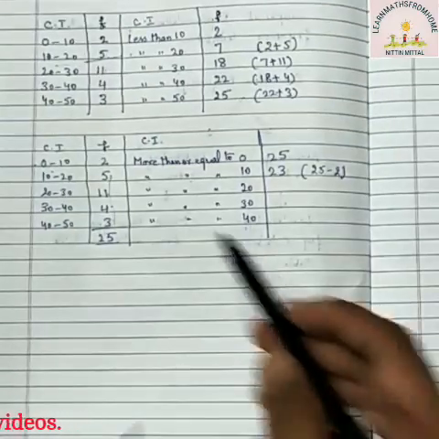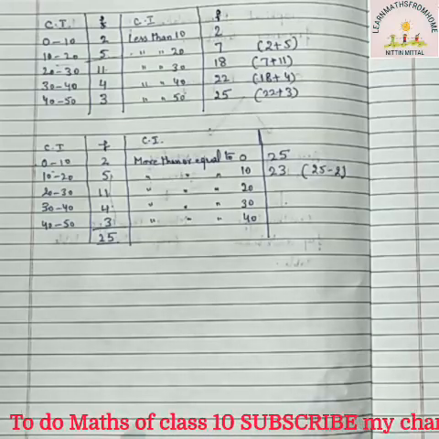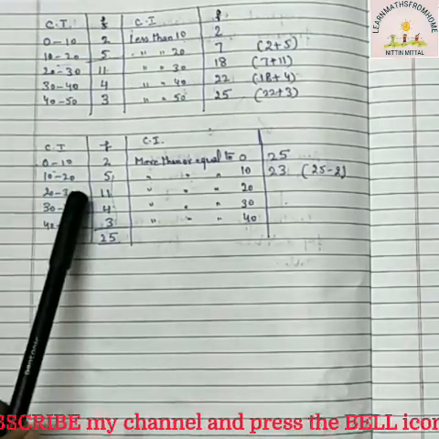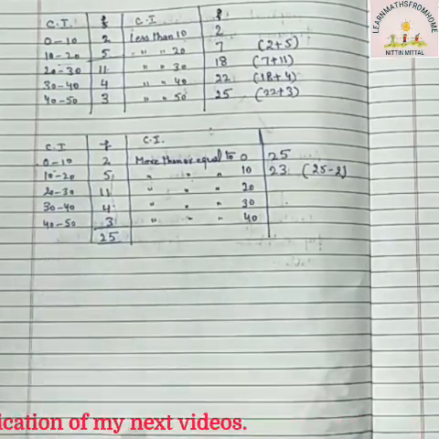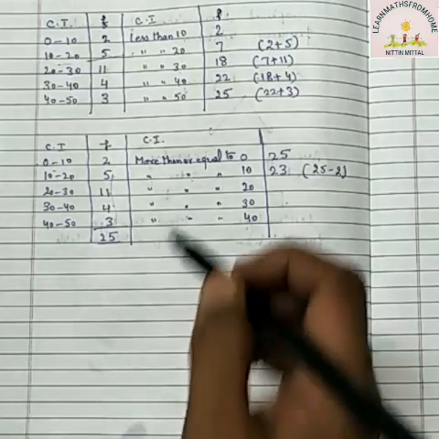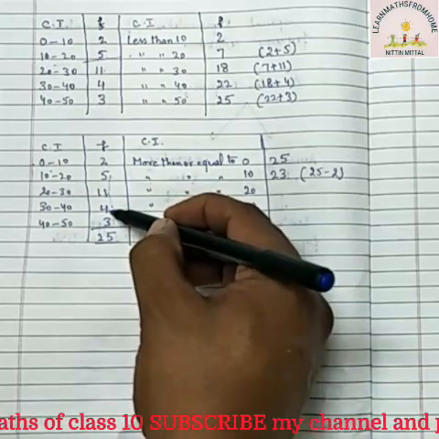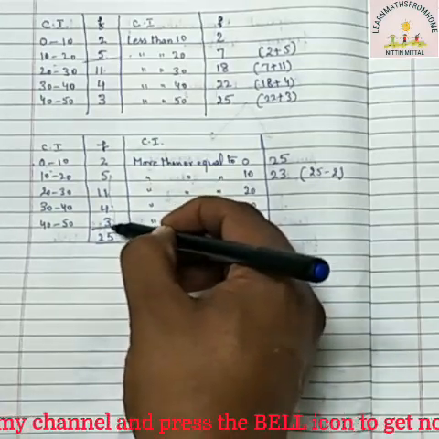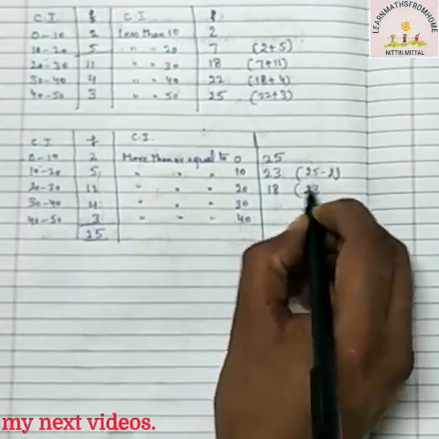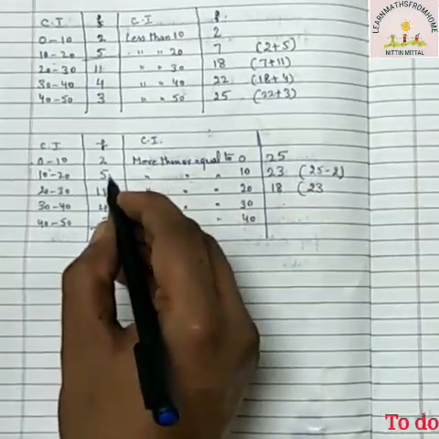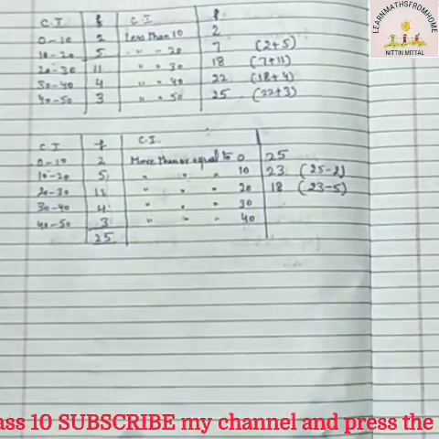Then next, more than or equal to 20. Now you see more than or equal to 20. So according to class interval, 20 to 30 are more than 20, and obviously 30 to 40, 40 to 50 are more than 20. So what will we include? We will include 11, 4 and 3, right? So 11 and 4, 15, 15 and 3, 18. So in other words, you can say whatever is the previous value, subtract the frequency from it. So 23 minus 5, 18.